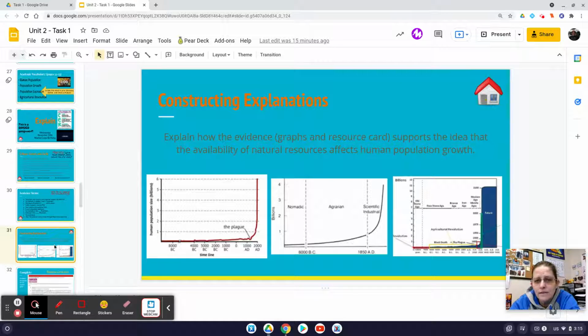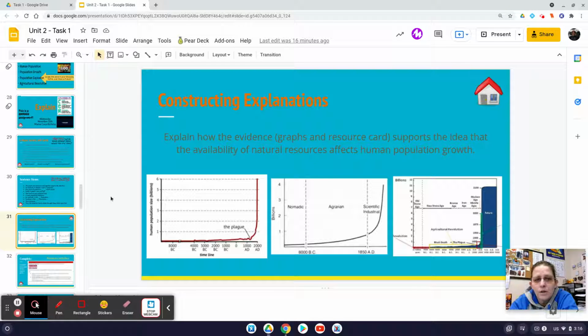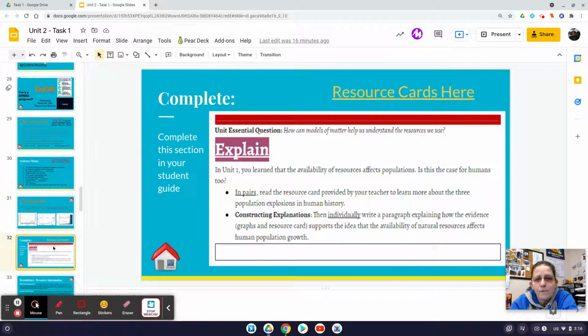This is the evidence. This is what I expect you to be writing about when you make your claims. I want you to specifically tell me what these three things told you about resources and human population. How do these correlate with each other? Okay. Use those resource cards that we talked about.